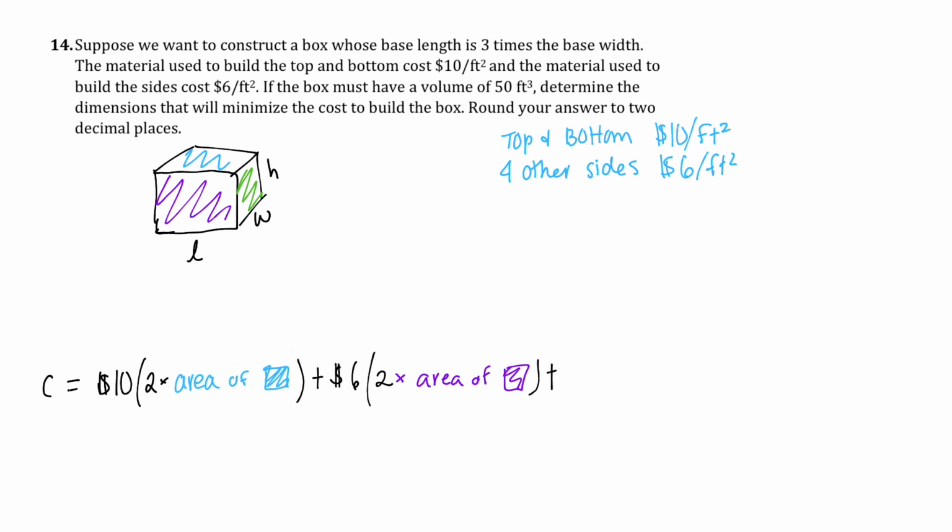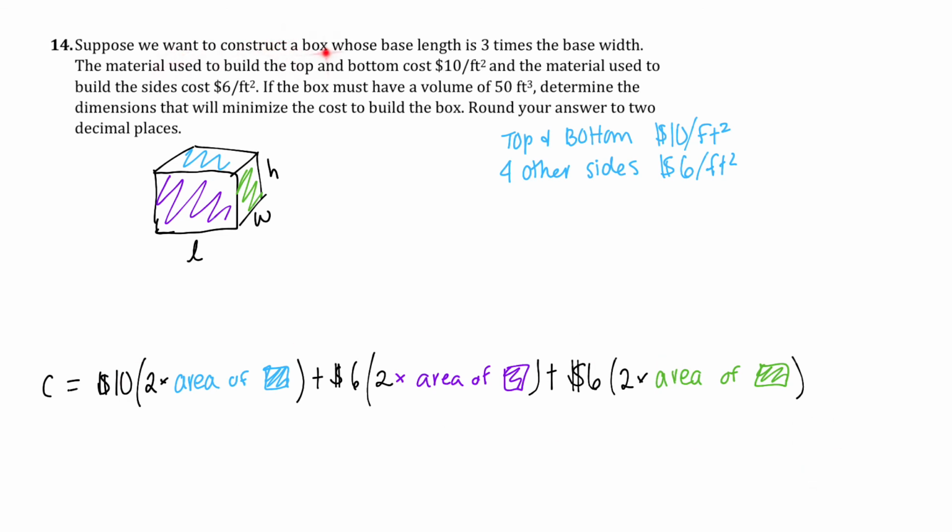And then the remaining sides are the green sides. Those are $6 per square foot as well. You also have 2 of those, times the area of the green. So now this is what our cost function is going to look like. Let's go through and pick apart what is left.